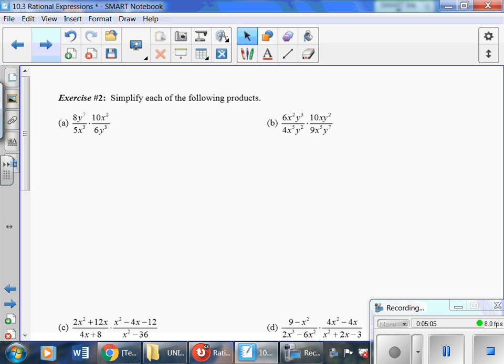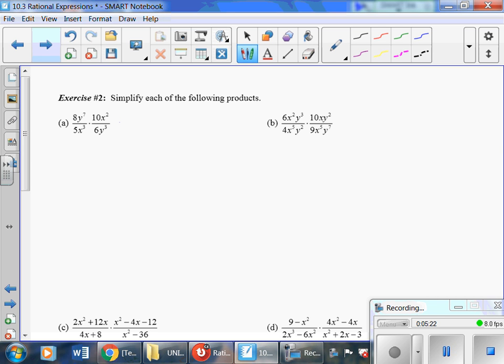Okay, simplify each of the following products. So we're going to start here with a little bit easier ones than the one that we just did. So we have 8y to the 7th over 5x to the 3rd. Sometimes I think the easiest thing to do here is multiply straight across.